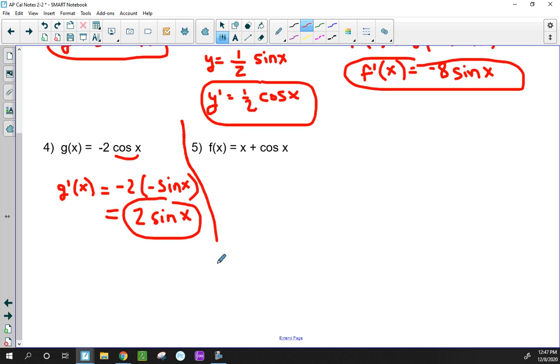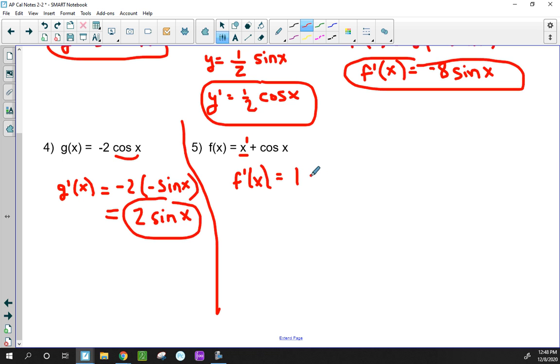Okay, question number 5. f of x equals x plus cosine x. This one has 2 terms. When you have a polynomial, you can actually find the derivative of both of these, and so you're going to do one at a time. The derivative of x is just 1, because remember, the power is 1. 1 times 1 is 1, and this becomes x to the 0 when I subtract 1 from the power. So 1x to the 0 is the same as just 1.